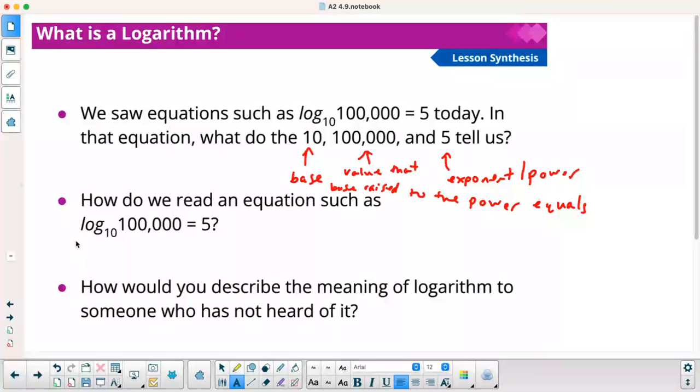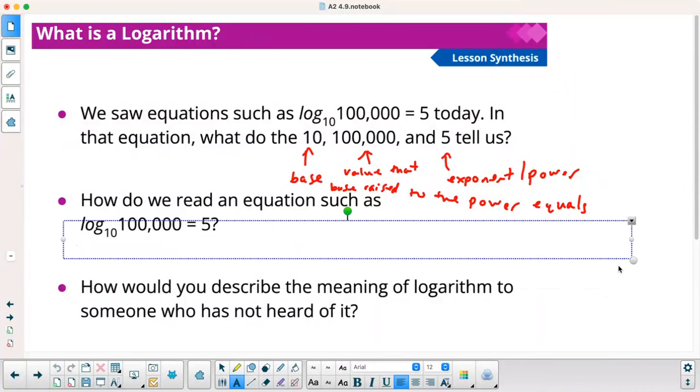How do we read an equation such as log base 10 of 100,000 equals 5? I'll write it down so you got it. We would say log base 10 of 100,000 equals 5.